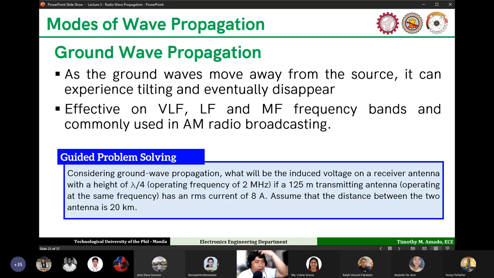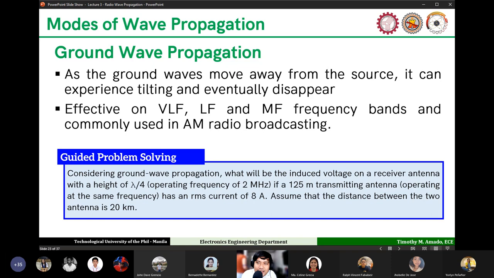So anyway, let's answer this. Considering ground wave propagation, what will be the induced voltage on a receiver antenna with a height of lambda over 4, operating frequency of 2 MHz, if a 125 meter transmitting antenna has an RMS current of 8 amperes. Assume the distance between the two antennas is 20 kilometers.